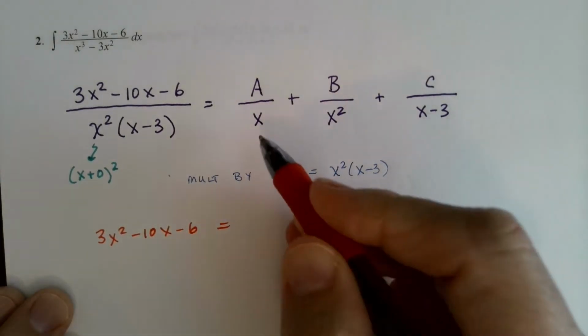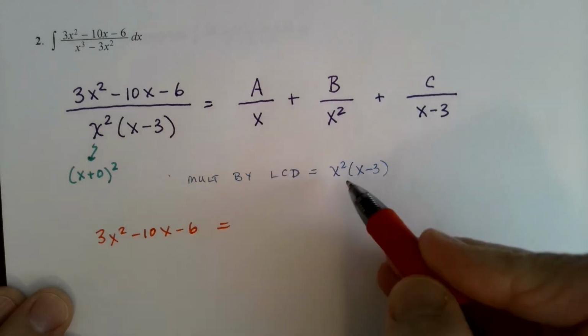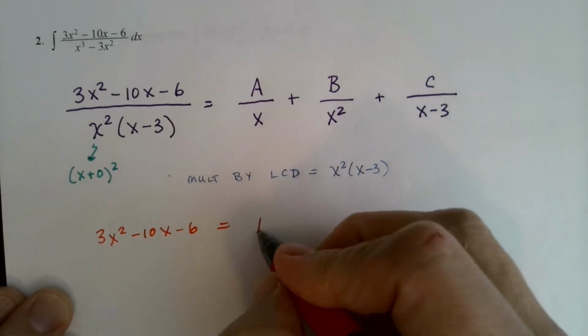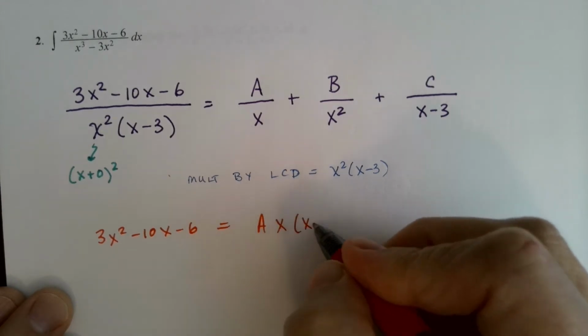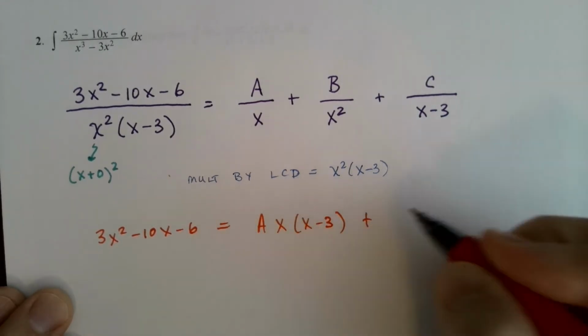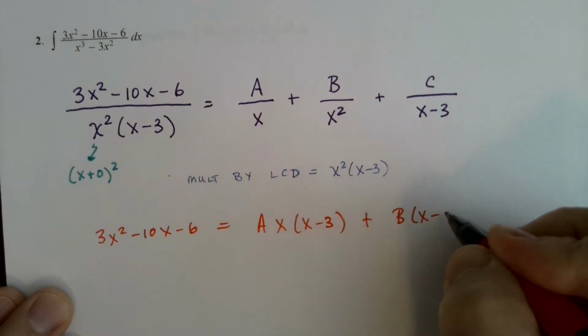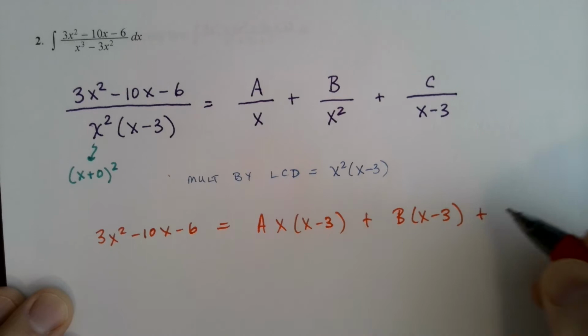And on this side, what happens? I multiply A over x. One of these x's cancel, and I'm left with x times x minus 3. So it's Ax times x minus 3. Here, the x squared cancels, left with x minus 3. And then here, the x minus 3 is canceled. I'm left with Cx squared.